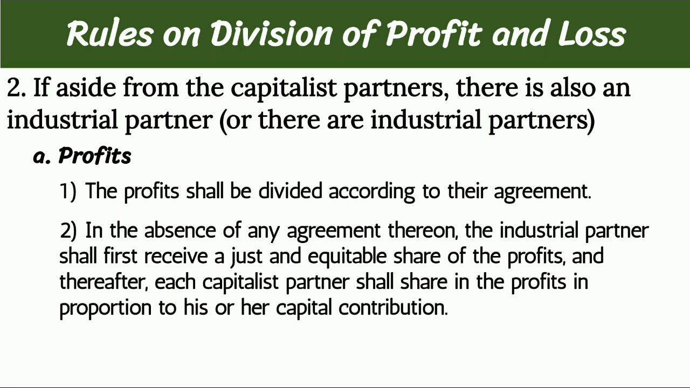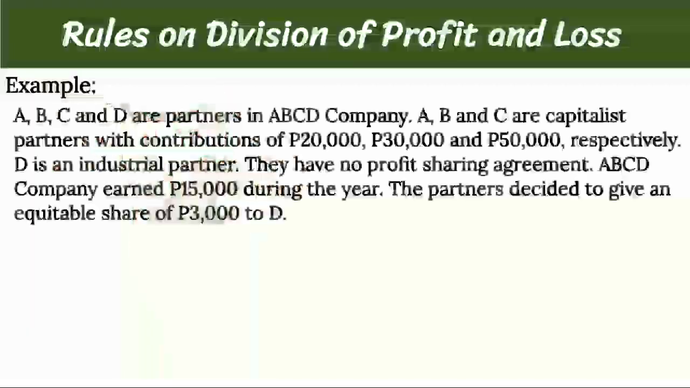In the absence of any agreement thereon, the industrial partner shall first receive a just and equitable share of the profits. And thereafter, each capitalist partner shall share in the profits in proportion to his or her capital contribution. So kung wala silang agreement, makaka-receive muna yung industrial partner ng just and equitable share at pagkatapos, hahatiin ng capitalist partners yung natitirang profit according to their capital contribution. So let's have an example.